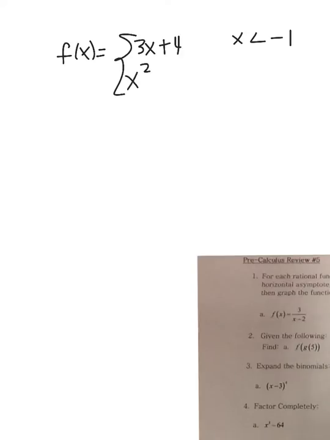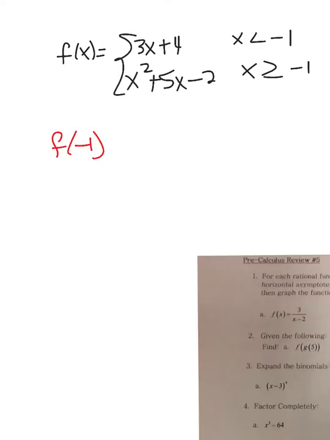So I have here f of x is equal to 3x plus 4, and x has to be less than -1, and x squared plus 5x minus 2, and x has to be greater than or equal to -1. Okay, so for the first one, we're looking for f of -1.